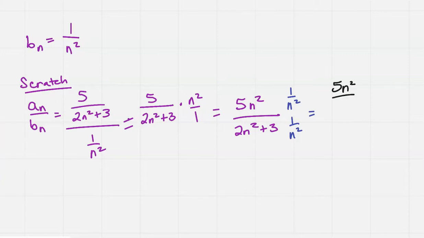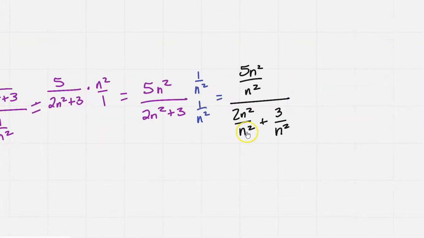5n squared over n squared all over 2n squared over n squared plus 3 over n squared, because that 1 over n squared has to distribute to both terms on the bottom. And then we have some things canceling out here. The n squareds are gone, so I now have 5 over 2 plus 3 over n squared. And so that's what I'm going to take with me to talk about the limit.